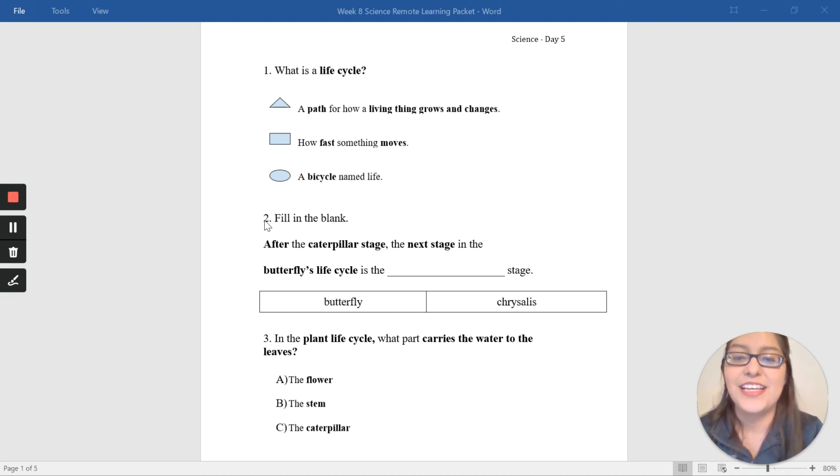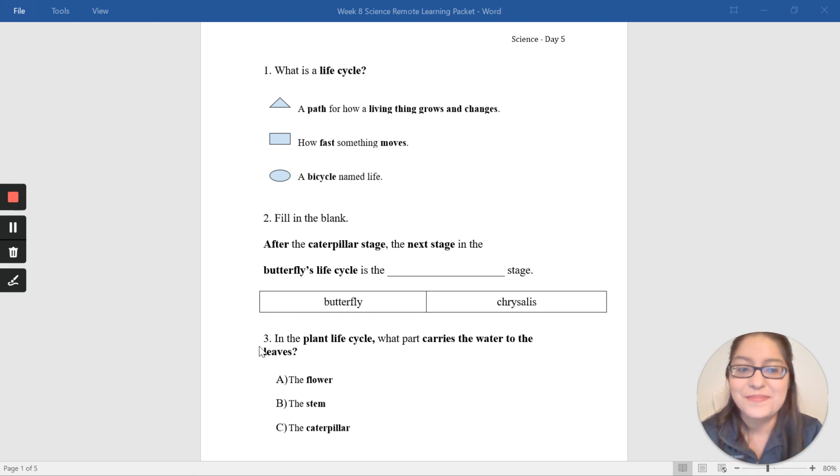Number 2 says, fill in the blank. So after the caterpillar stage, the next stage in the butterfly's life cycle is the blank stage. So what goes in the blank here? What comes after the caterpillar stage? Is it the butterfly or is it the chrysalis stage? So you're going to go ahead and either circle it or write it on the line. All right, so moving on finally to number 3.